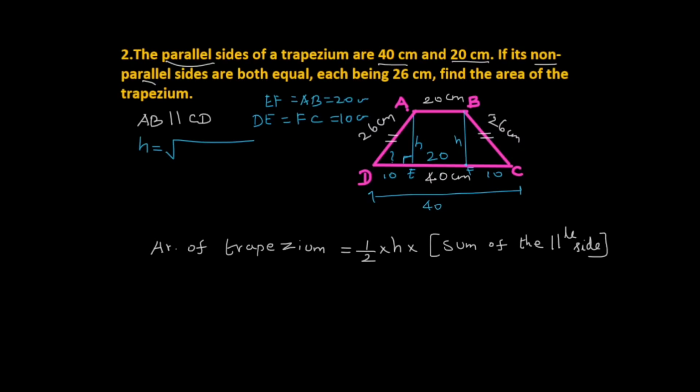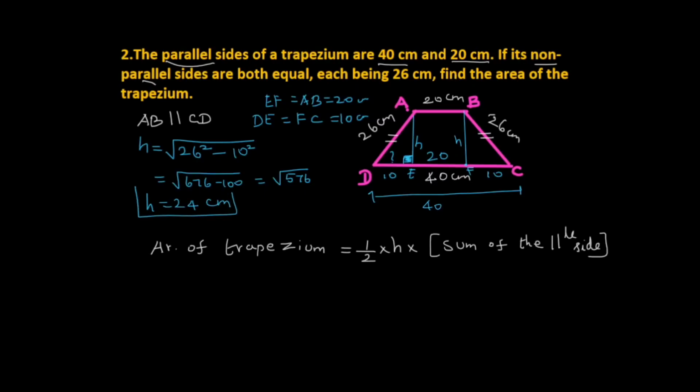The opposite side of the right angle triangle, this is a right angle triangle, opposite of this is nothing but 26, that is your hypotenuse. So hypotenuse squared minus the other side squared is nothing but the height squared. So 26 squared is 676 minus 100 is equal to square root of 576. Square root of 576 is 24. So the height is 24 centimeters.